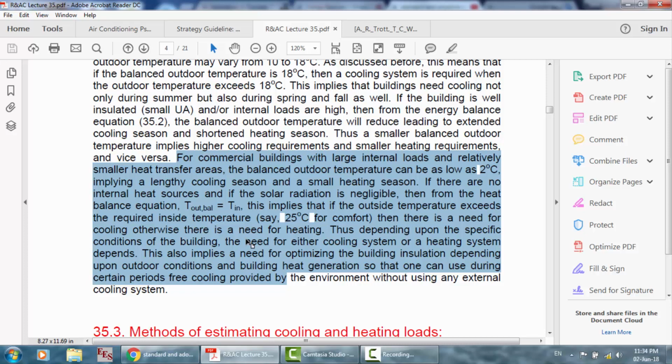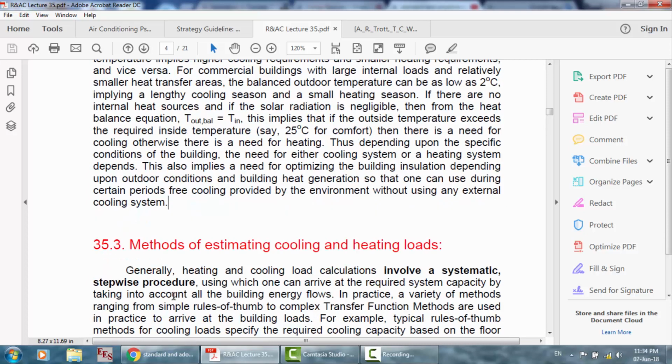Thus, depending upon the specific conditions of the building, the need for either a cooling system or a heating system depends. This also implies a need for optimizing the building insulation depending upon outdoor conditions and building heat generation, so that one can use, during certain periods, free cooling provided by the environment without using any external cooling system. Gentlemen, you have to study these parameters, the parameters that affect your system, just to get the optimum solution for your building.